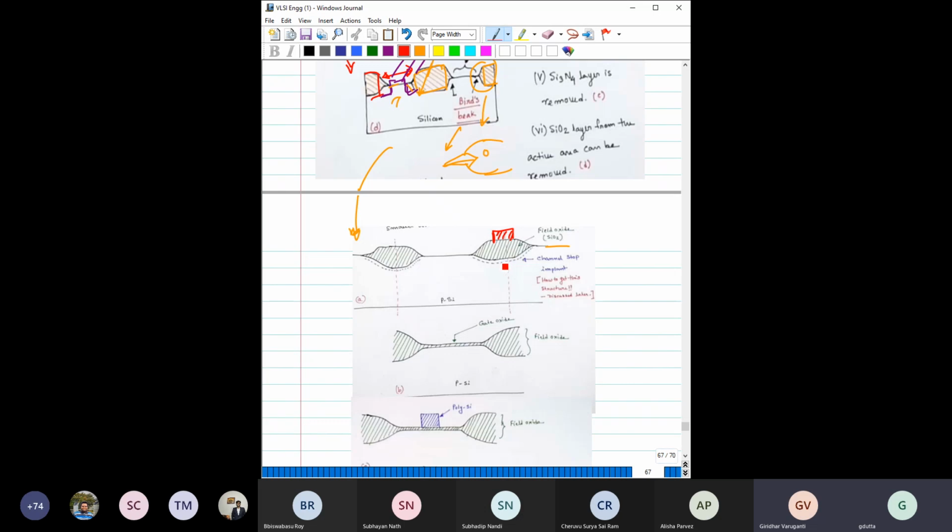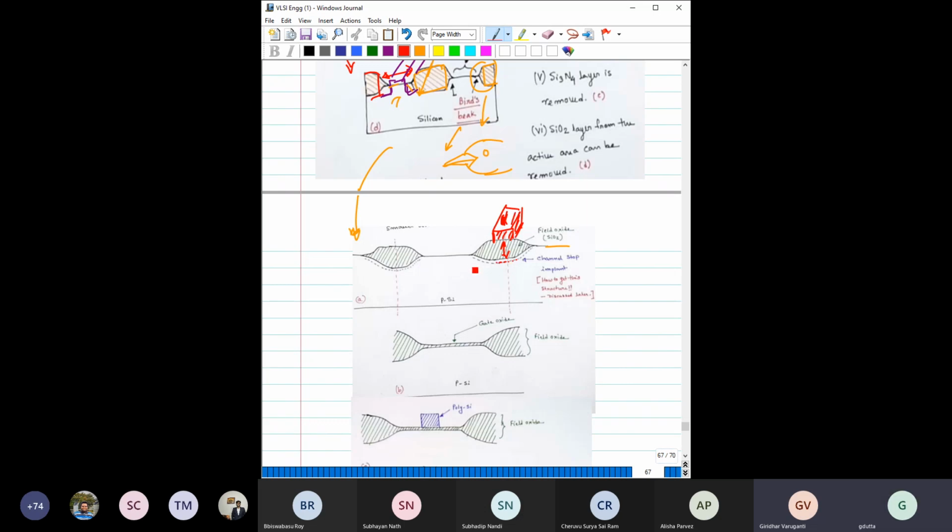Anyway this is thick, but to be on the safer side, you further implant here. Because when you increase the doping of the substrate, your threshold voltage further increases. So that means whatever the voltage on this metal line, that voltage will not be sufficient to create any channel here.